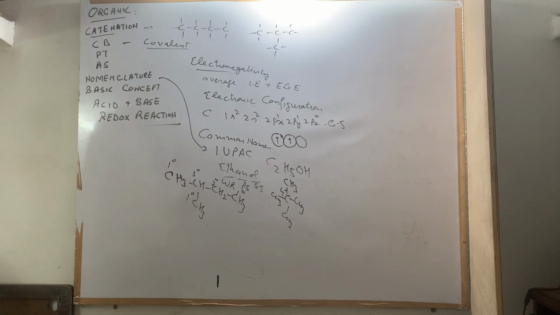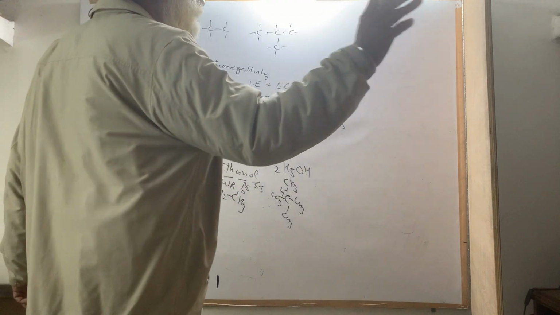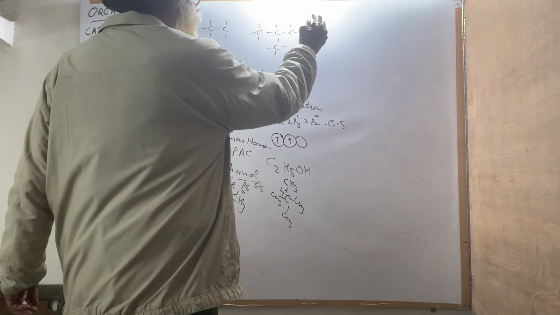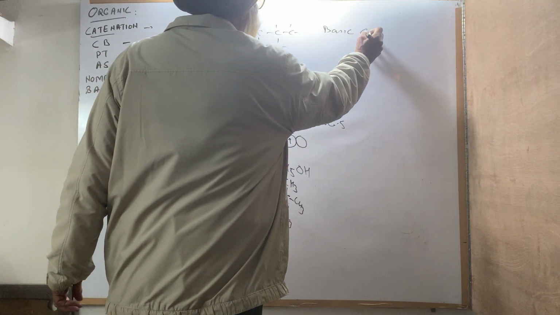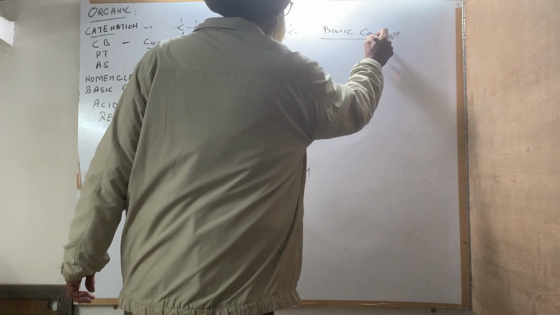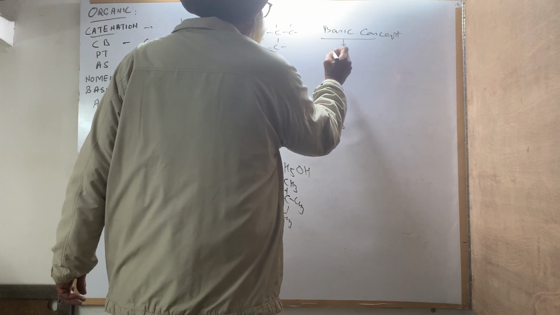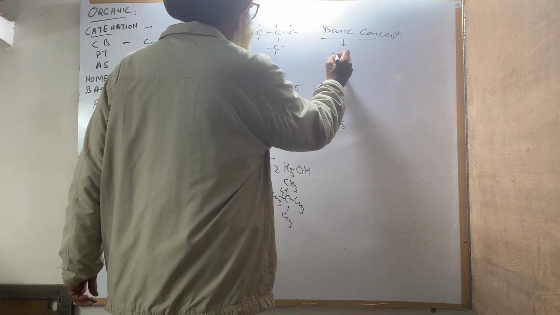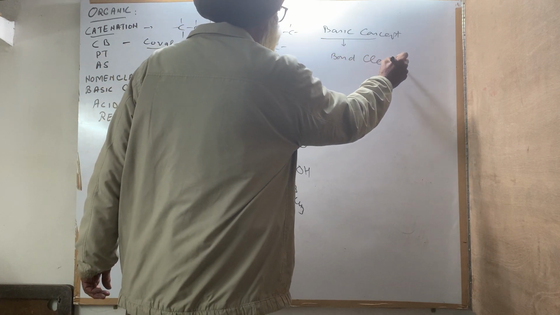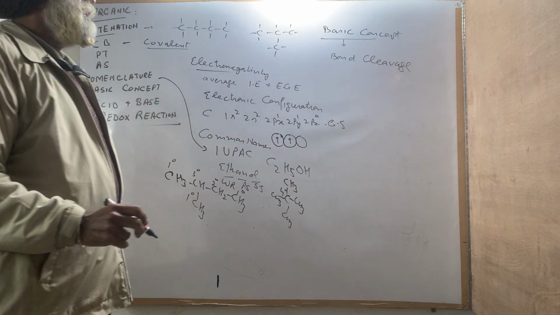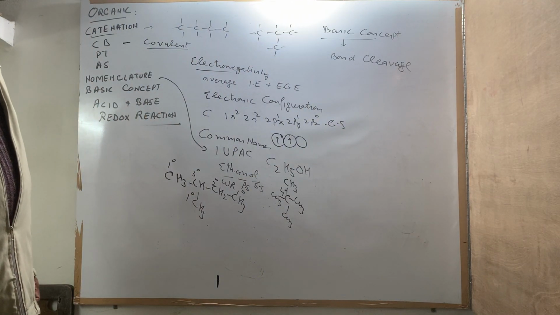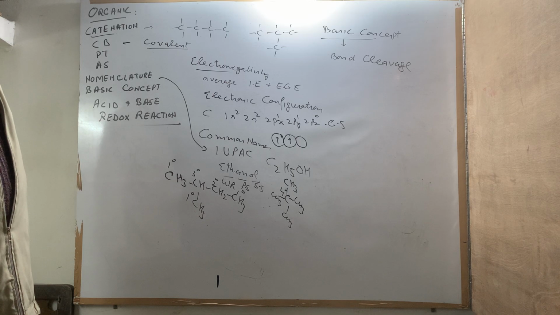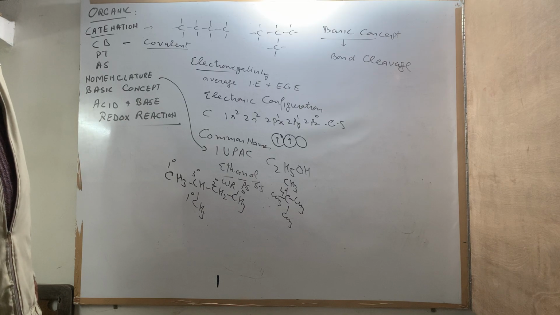Then you are having basic concepts. Children, in basic concepts, what is the requirement? First of all, we are having bond cleavage. Bond cleavage means how the bonds are breaking, symmetrical cleavage or unsymmetrical cleavage.